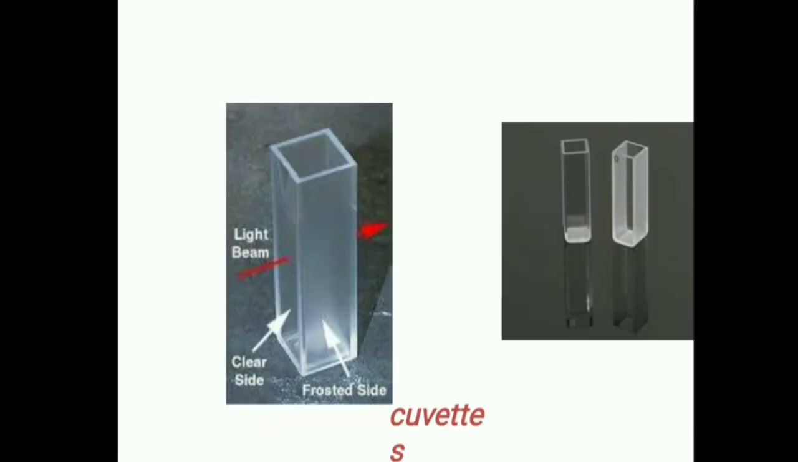As you can see here, one clear side is there and one somewhat blurred side. This blurred side is made up of quartz and another side is made up of glass. Light beam will enter from the glass side.